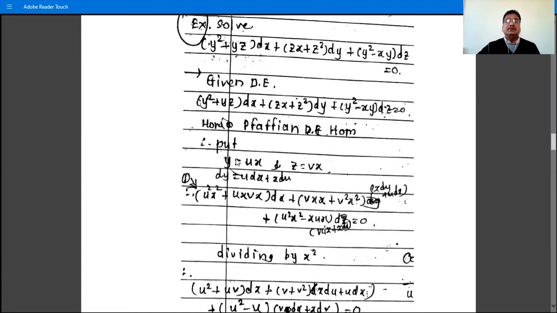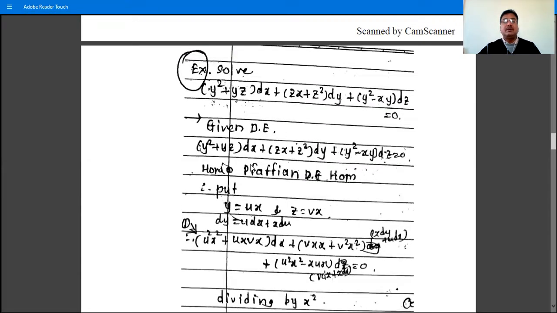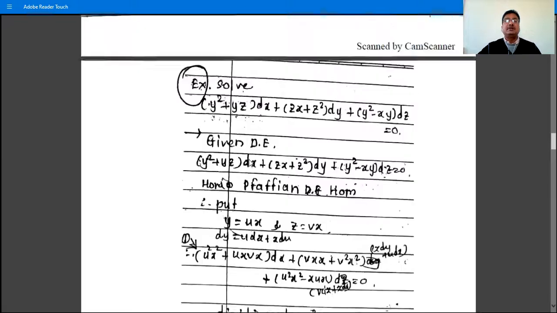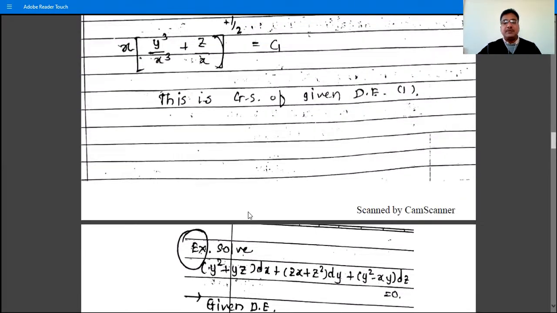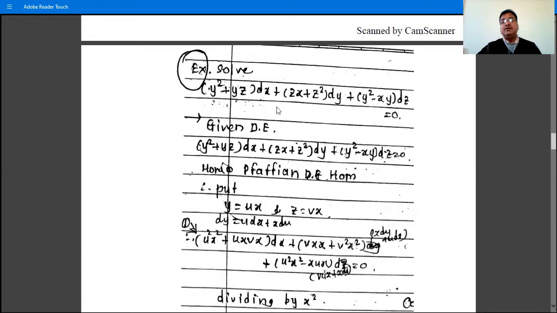And we substitute y = ux and z = vx in this differential equation in order to solve the homogeneous Pfaffian differential equation. So how can we identify a homogeneous Pfaffian differential equation? If P dx + Q dy + R dz = 0 is a Pfaffian differential equation in which P, Q, R are all homogeneous functions of the same degree in x, y, z, then we say the given differential equation is a homogeneous Pfaffian differential equation.